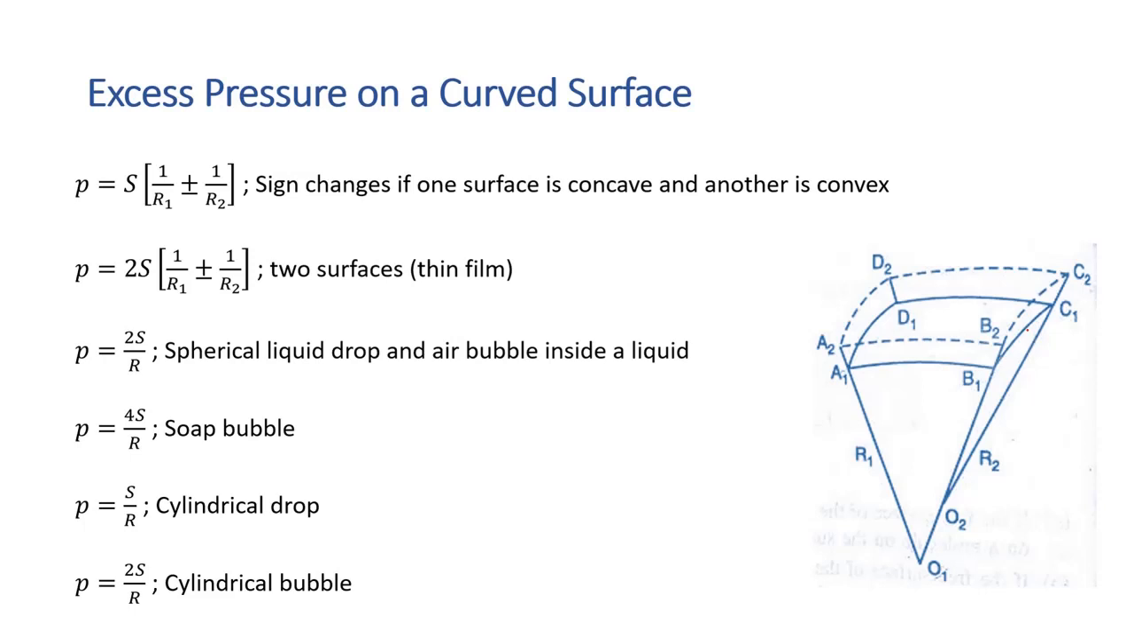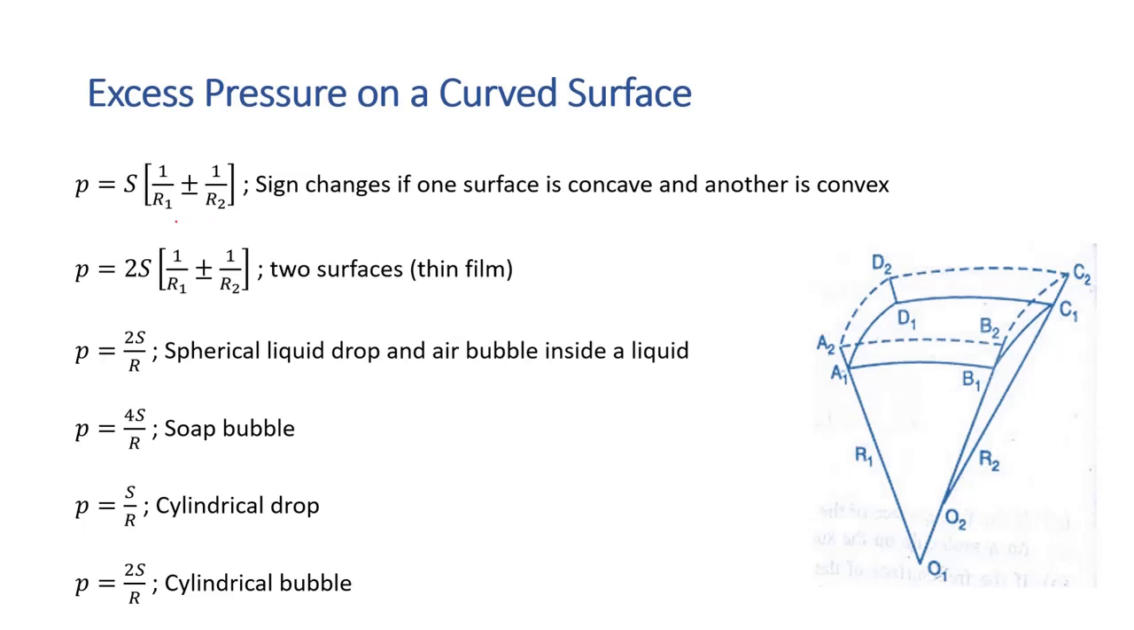In the excess pressure on a curved surface, we know there is excess pressure on a curved surface. Maybe it is concave or convex, it will have an excess pressure on either one side. And this excess pressure can be calculated using a derivation. We have derived an equation for that, and from the derivation we get the excess pressure P is equal to S into 1 by R1 plus or minus 1 by R2.